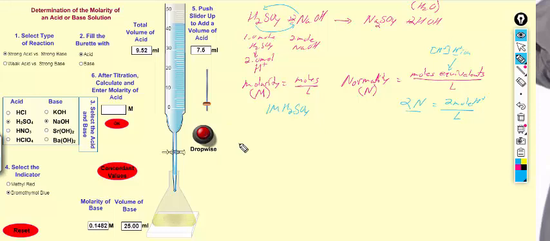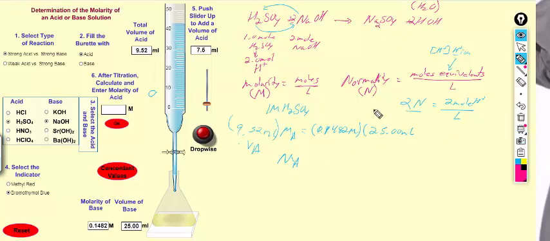So it was 9.52 milliliters. That's the volume of the acid. Remember, the molarity of the acid we don't know. The molarity of the base, 0.1482. That was the same for each one. 0.1482 molar. The volume was the same each time, 25 milliliters. So you can calculate the molarity of the acid.